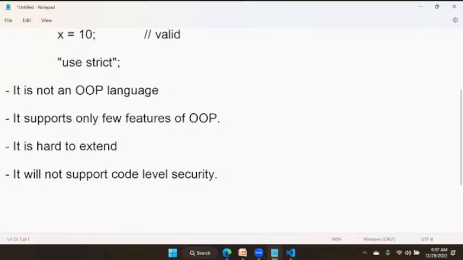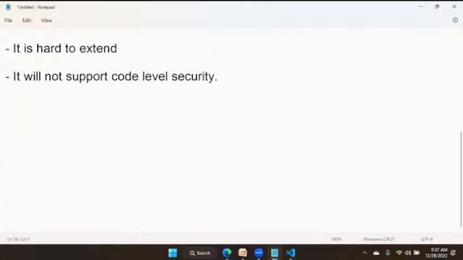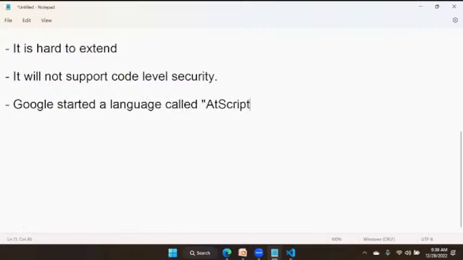So to overcome these problems, Google started a language called EtScript. Actually, Google developed Angular. I told you, AngularJS. When Google developed Angular, they had to use JavaScript only. So they were not satisfied with JavaScript. That's the reason they started developing a language called EtScript.